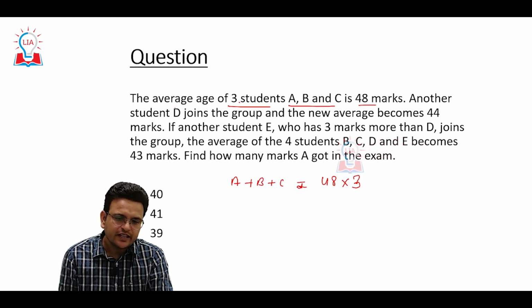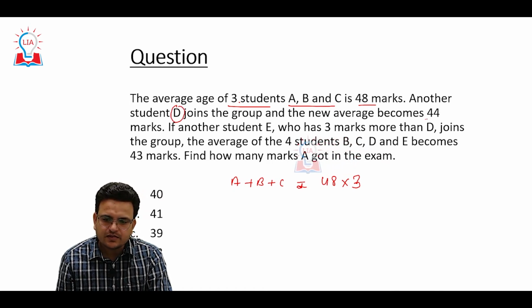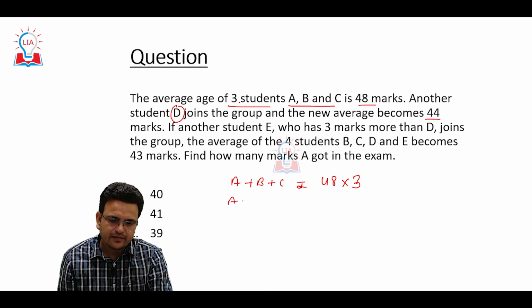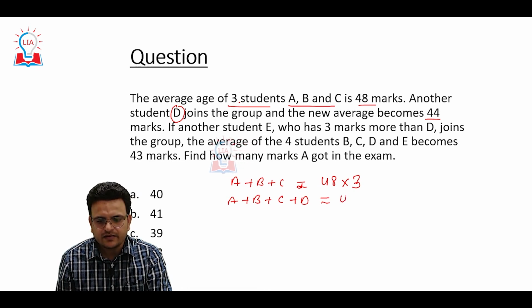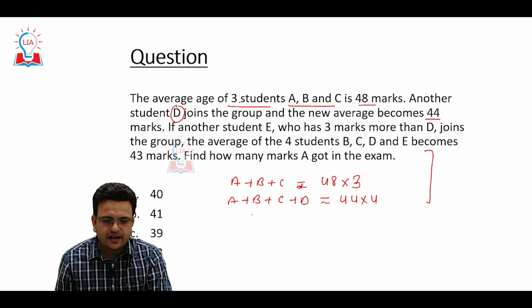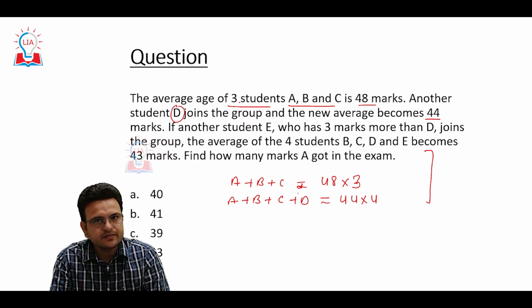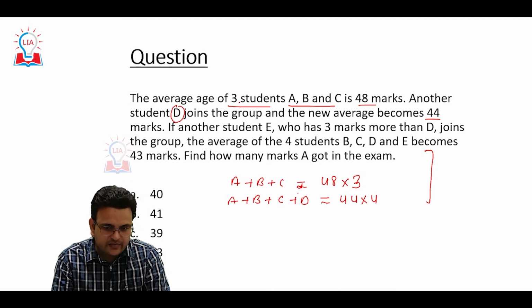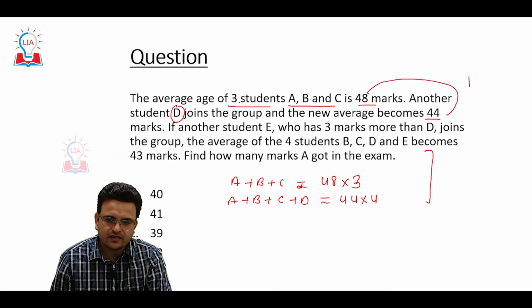Another student D joins the group and the new average becomes 44. So A plus B plus C plus D is 44 into 4. In this way we are going to get the marks of D. Another way, if you carefully see, the average has reduced by 4.